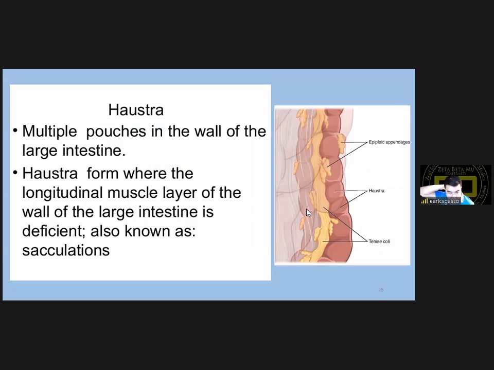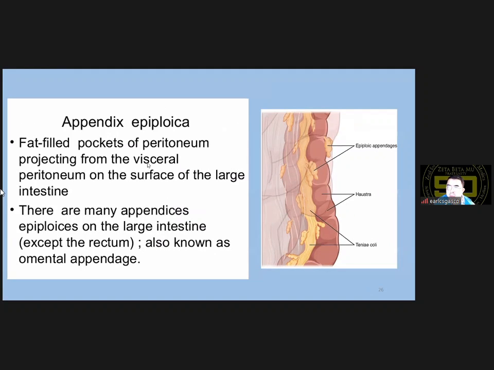We also mentioned haustra or haustrations. These are multiple pouches, sac-like structures along the large bowel. These are multiple pouches in the walls of the large intestine, where the longitudinal muscle layer of the wall is actually deficient. So these are also known as sacculations, haustrations or sacculations. Again, we also mentioned the appendices epiploicae, or the omental appendages, which are fat-filled pockets of peritoneum projecting from the visceral peritoneum on the surface of the large intestine.